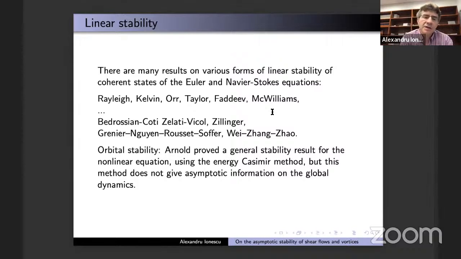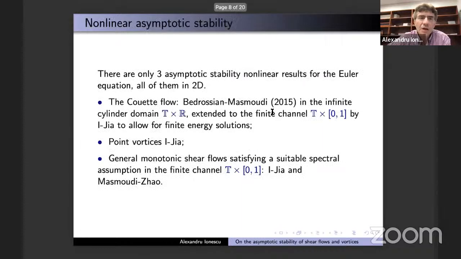There's also a very classical result of Arnold, who proved a general stability result for the nonlinear equation using an energy method. Using an energy method means that one can say that the solution will stay in a certain place in the space of solutions, but without being able to describe the behavior as the time goes to infinity. So that's using an energy method.